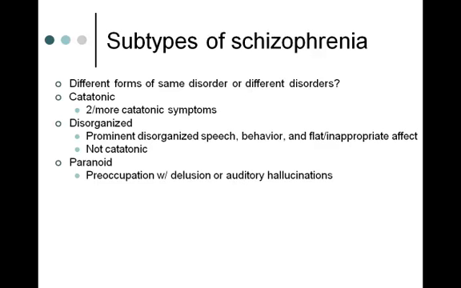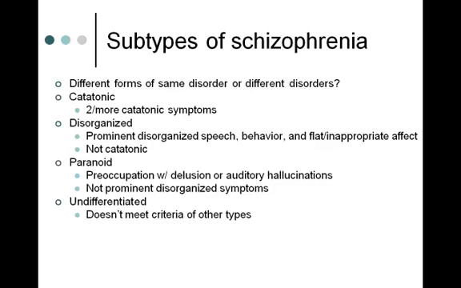The fact that they name this paranoid subtype can be a little misleading and confusing when thinking about other disorders that involve paranoia, because all you need here is, again, preoccupation with delusion or hallucinations, and you don't meet criteria for catatonic or the disorganized subtypes. Okay. So if you don't meet criteria for any of those, then it's undifferentiated, right? Which simply means you don't meet criteria for any of the other types.